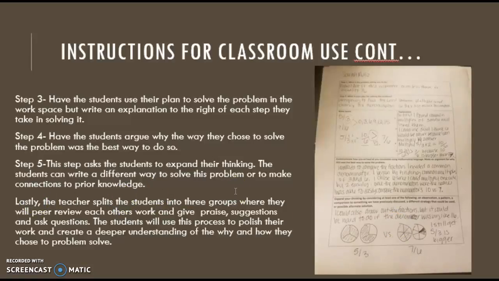Lastly, the teacher splits the students into 3 groups where they will peer review each other's work and give praise, suggestions, and ask questions. The students will use this process to polish their work and create a deeper understanding of the why and how they chose to problem solve.